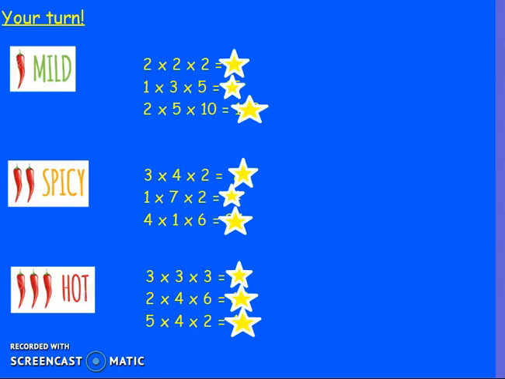On the board, you'll see your chilli challenge to have a go at this morning using that skill of multiplying 3 numbers together. Pause the video, set yourself a 2 or 3 minute timer, see how many you can get done, and press play to go through the answers.